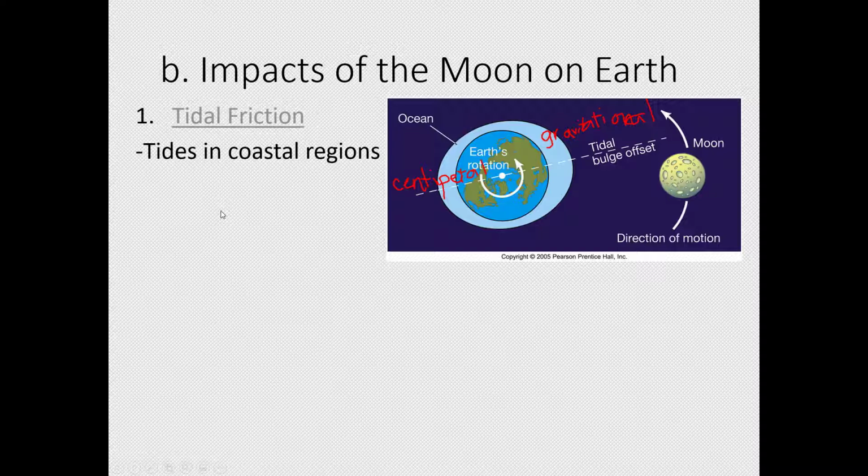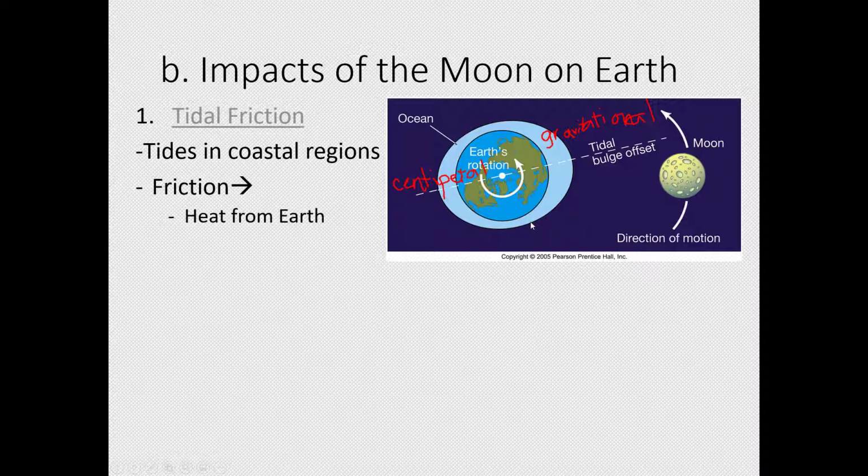So tidal friction, and I'm going to show you a little animation of this in just a second. It creates the tides in coastal regions. As continents rotate beneath the tidal bulges, when you rotate underneath the tidal bulge, your location is under high tide, and when you're free of the gravitational bulge, then you're in low tide. The Earth keeps rotating, and you go into another period of high tide when you're beneath the centripetal bulge, and back to low tide when you are not.